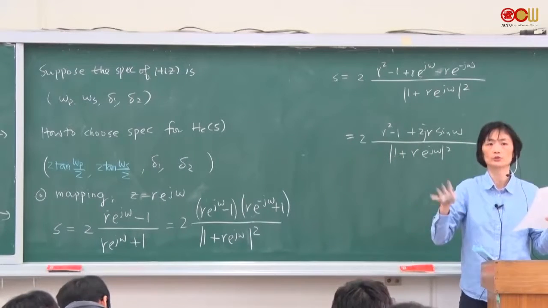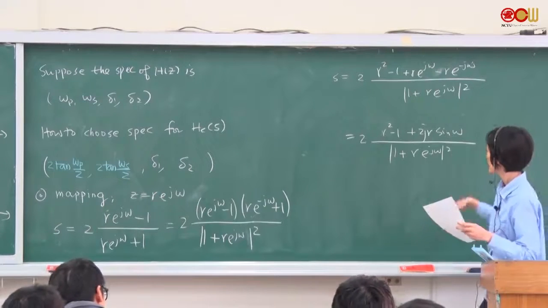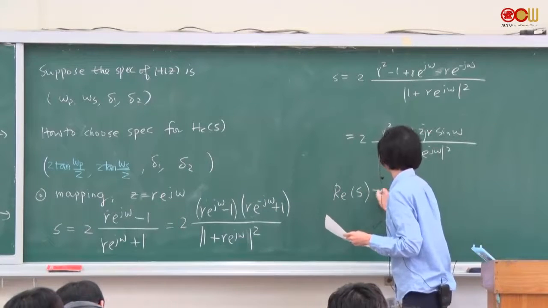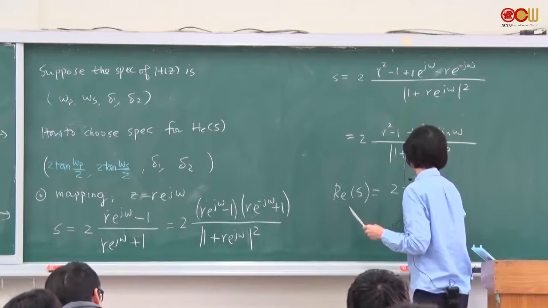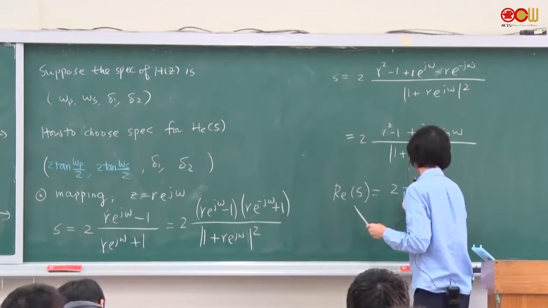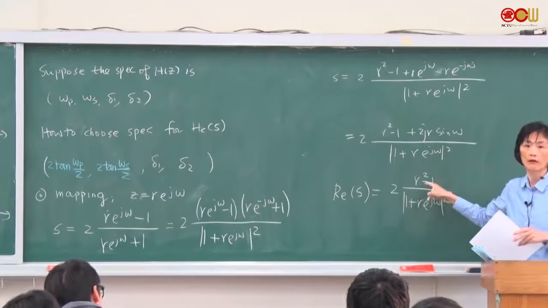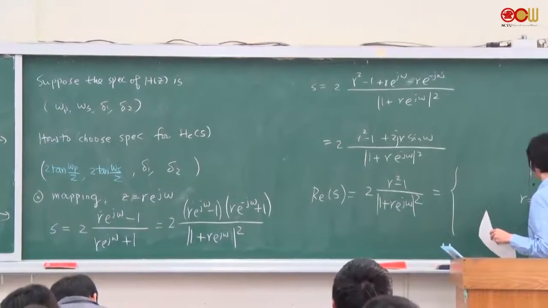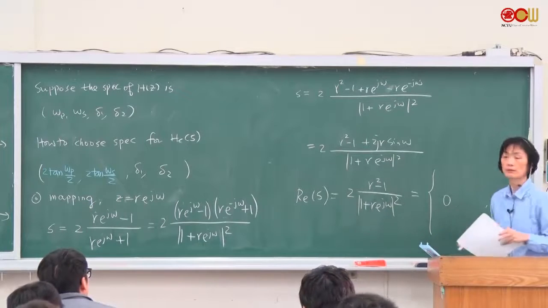And we are only concerned with the real part, right? Because the real part would determine whether it's on the left-hand side plane or the right-hand side plane. So let's look at the real part. If we just look at the real part, it's 2 times (r squared minus 1) over |1 plus re^{jω}| squared. And is it positive or negative? It really depends on r, right? And we see that when r is equal to 1, it's exactly equal to 0, right?